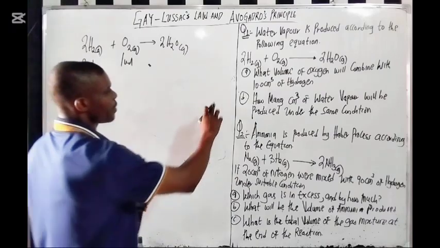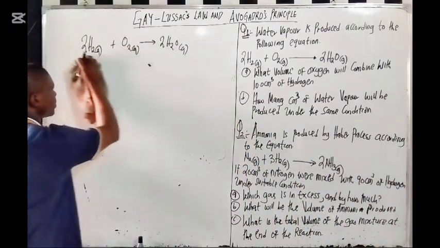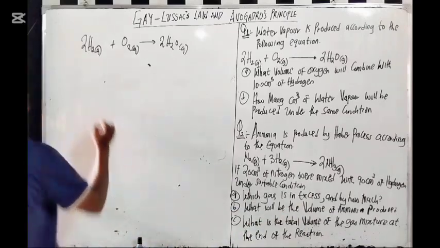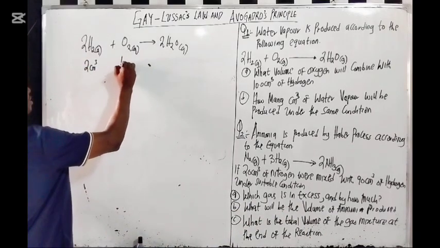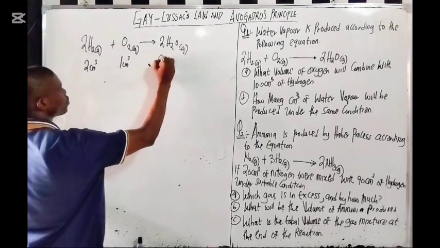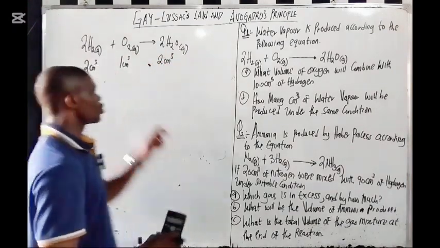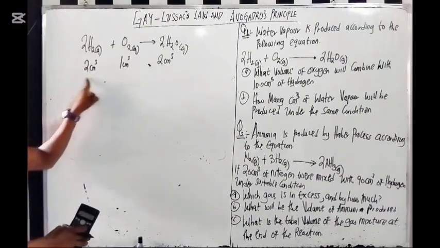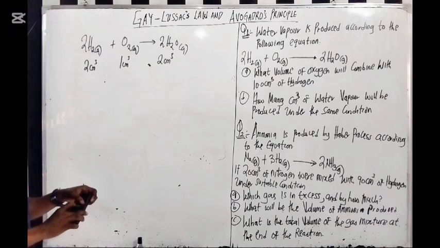Okay. So from this, we know 2 volumes, 1 volume. Since it's already in cm³, it is going to be 2 cm³ reacting with 1 cm³ to produce 2 cm³. Hope you understand. So this is the balanced volume. Hope you understand.